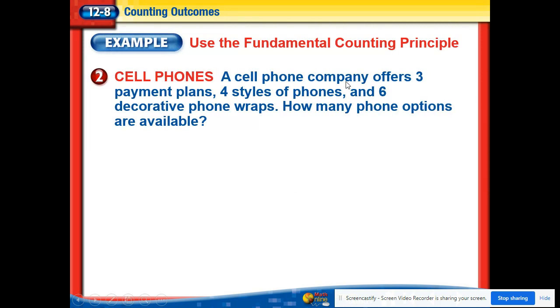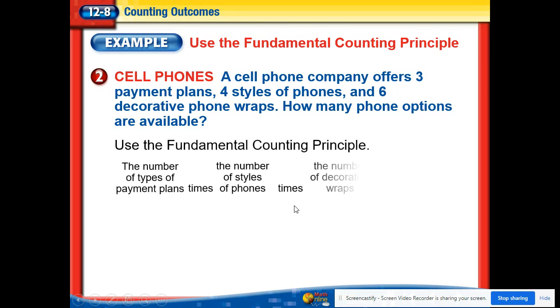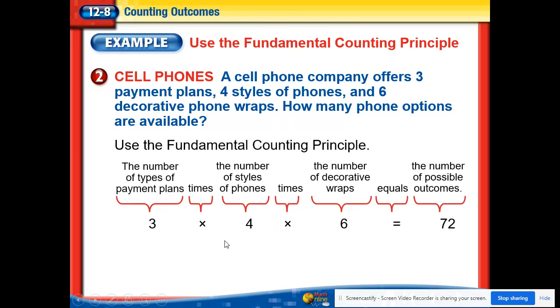A cell phone company offers 3 different payment plans, 4 different types of phones, and 6 different wraps. How many phone options are available? So we're going to look at how many possibilities each has. So 3 times 4 times 6, which is 72. So there are 72 different possibilities for this phone company.